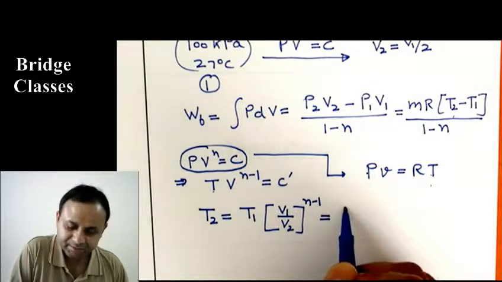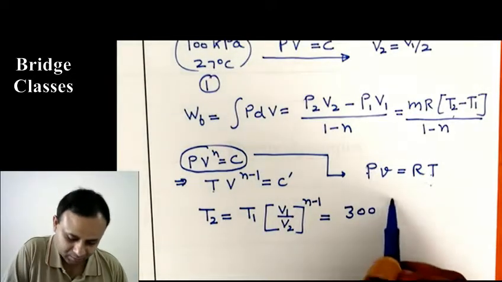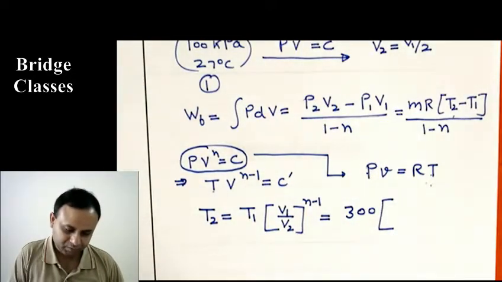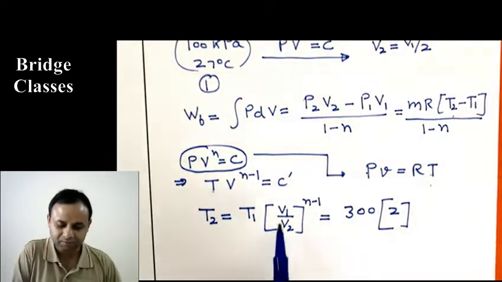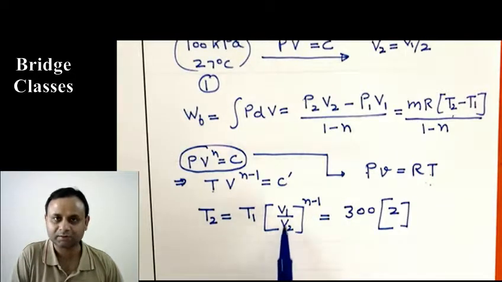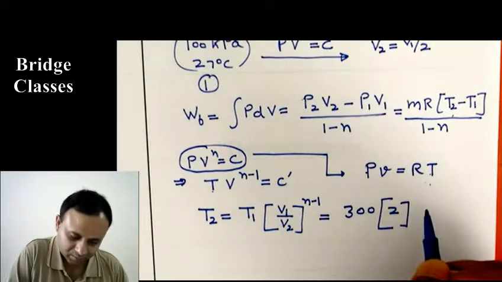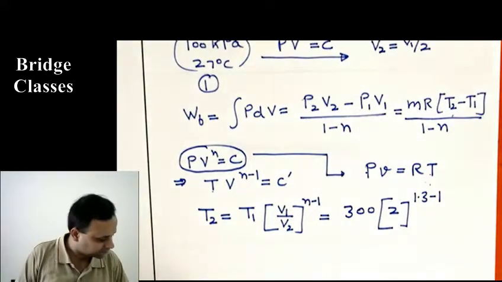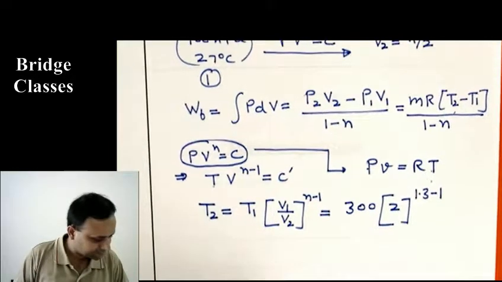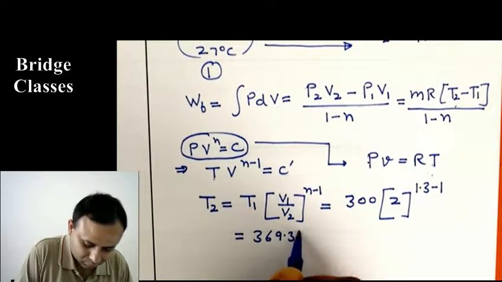T1 is 27 degrees C. Convert that to Kelvin. It will be 300 Kelvin. V1 over V2: V2 is twice V1, so it will be just 2. See, what we need is just the ratio of volume. We did not have to determine the actual volume. We just need this ratio, which is 2 to the power 1.3 minus 1. So that gives us T2, you get 369.3 Kelvin.